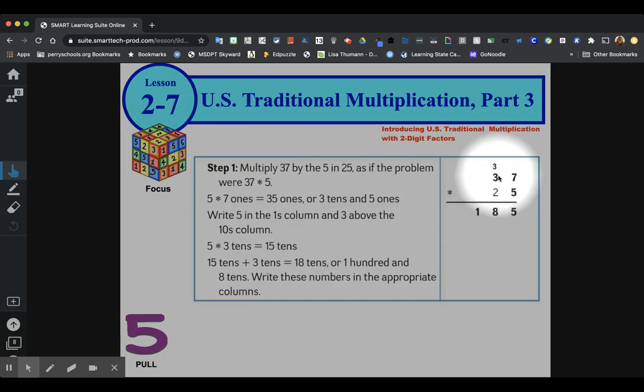And I'll highlight this for you. We're going to do 37 times 5 in the 25, as if the problem were simply 37 times 5. We know that we take 5 times 7 ones, and we get 35 ones, or 3 tens and 5 ones. You're going to write that 5 in the ones column and the 3 above the tens column. Then you're going to take 5 times 3 tens, which is 15 tens, but then you're going to add on that 3 tens to come up with 18. So you get 185. 1 hundred, 8 tens, 5 ones.